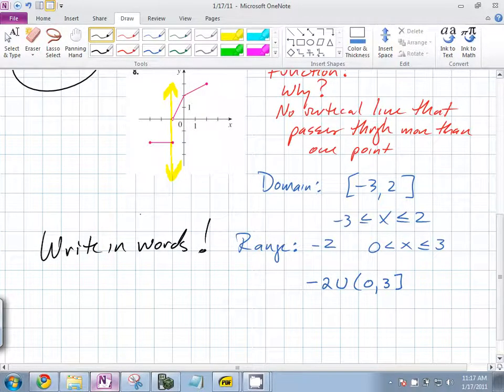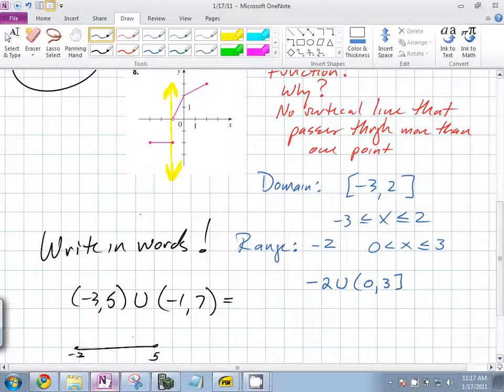Just to review set notation a little bit, let's say I had the set -3 to 5, and I wanted to union it with -1 to 7. If you union those two sets, what do you end up with? If you add those two sets together, what do you get? Well, this one's from -3 all the way to 5, and this goes from -1 to 7. So if you add them together, what's your set?